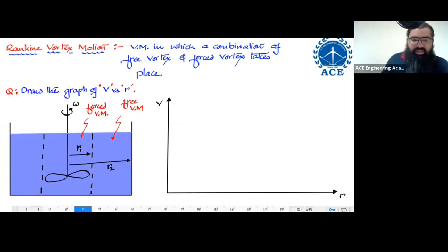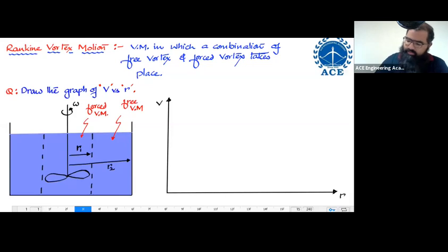If velocity varies linearly with respect to radius, I'm supposed to start with 0 over here, linearly move up. I'm going to move up until which radius? Let us say some radius R1 is there. Until that particular radius, I'm supposed to keep on moving up.